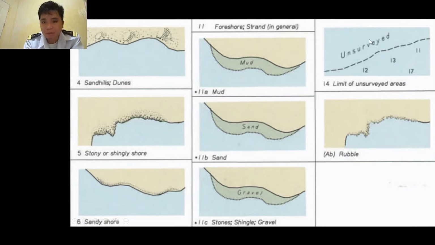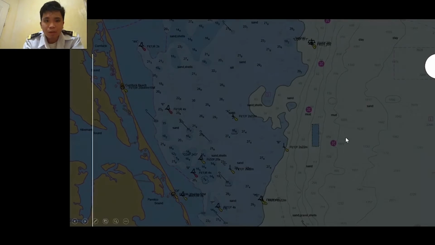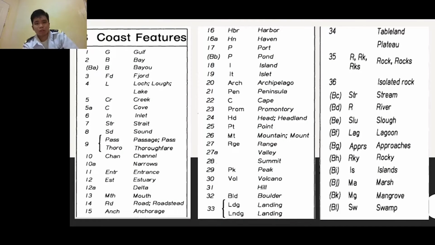Then we have here unsurveyed and rubble. So you can see here rubble. The coastline isn't connected by a line. It's more like scattered rocks or dots. So that's the rubble. Then we'll go to the coast features.